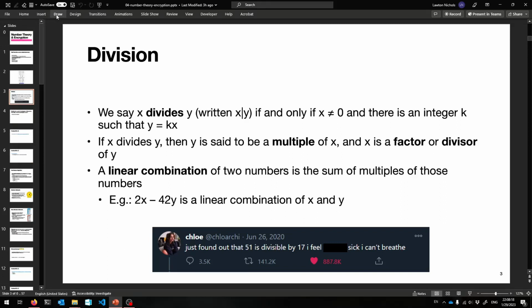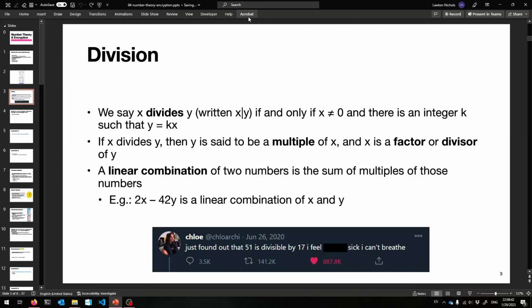So we have some new notation. We say that x divides y. I'm sure we've heard that before in a normal math class, but maybe not this symbol. So we say that x divides y, and you write it like this. You read the little pipe symbol as divides, if and only if x is not equal to 0, so 0 divides nothing, and there is an integer k such that y equals k times x.